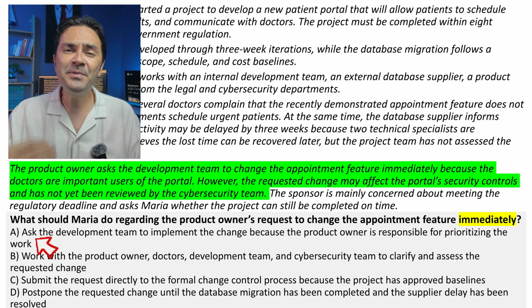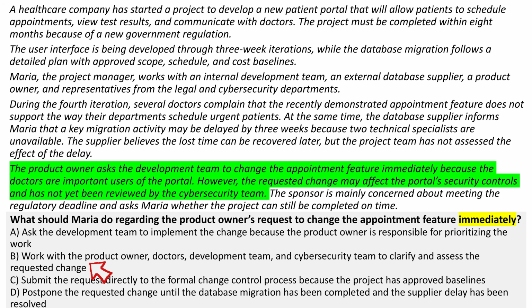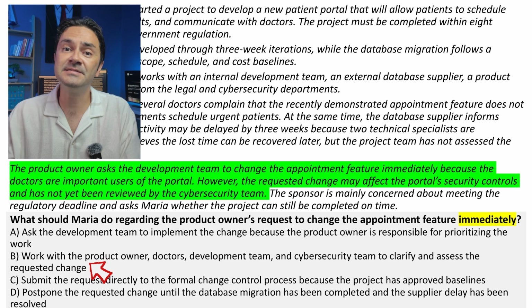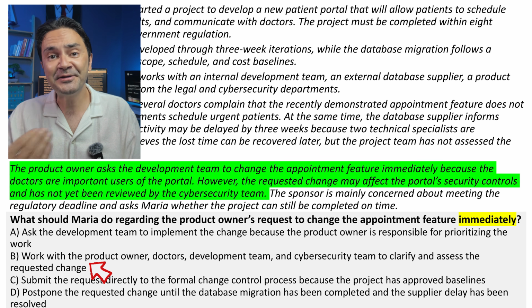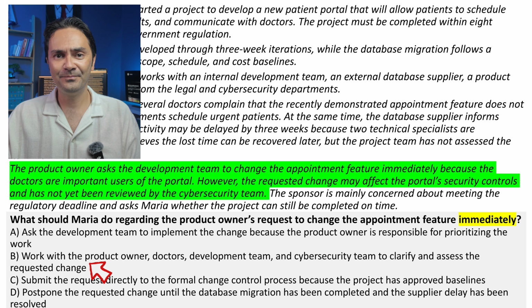The change has not been reviewed by the cybersecurity team. Implementing it immediately could create additional risks for the project. Option B says that Maria should work with the product owner, doctors, development team, and cybersecurity team to clarify and assess the requested change. This option addresses both parts of the problem. It allows the team to understand the doctor's needs and assess the possible security impact before implementation. This might be the best answer, but let's look at the other options as well.